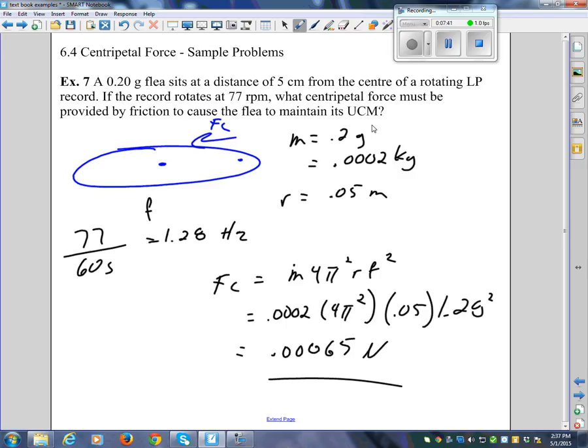As it rotates around, the bug wants to do what? Go on a straight line, right? But he doesn't because of friction. It's no different than when you're driving your car around a corner, right? It's actually friction that forces you towards the center, which is really an unbanked curve, which we'll talk about on Monday.